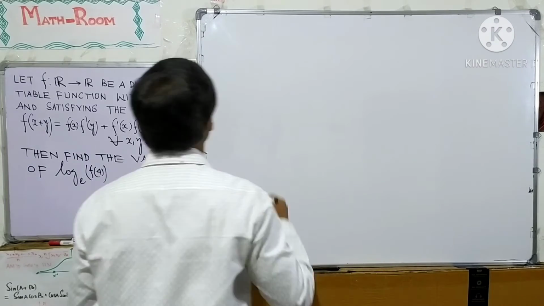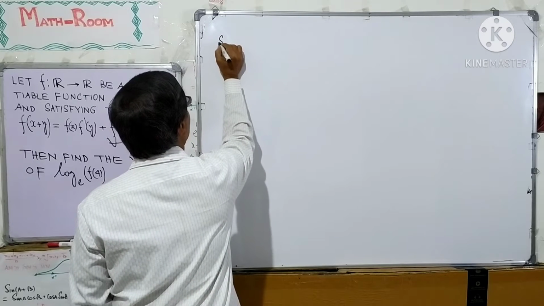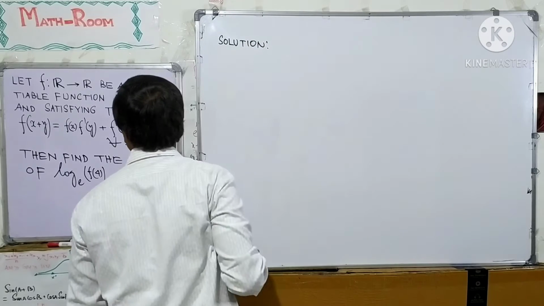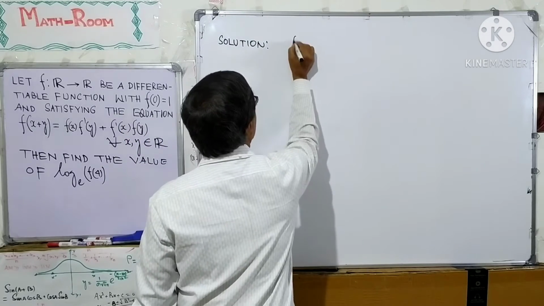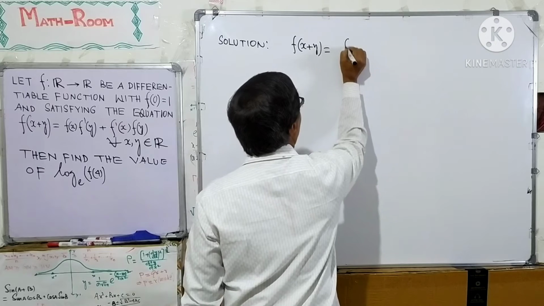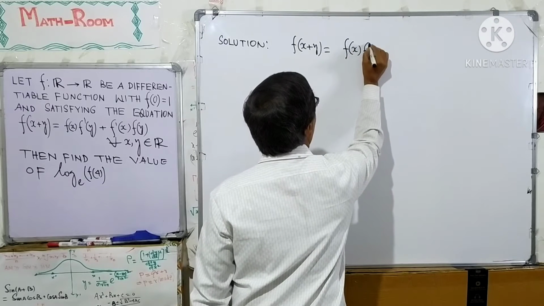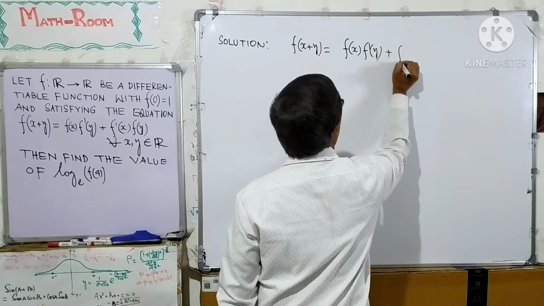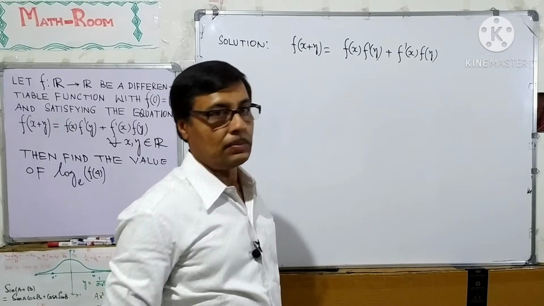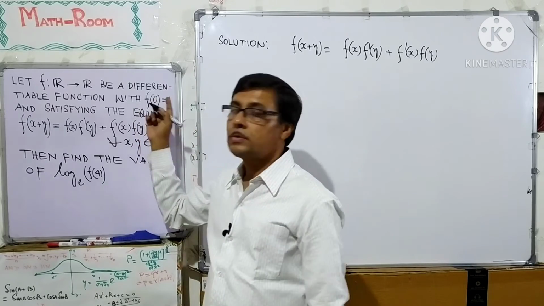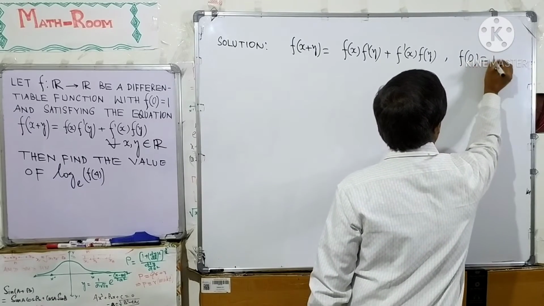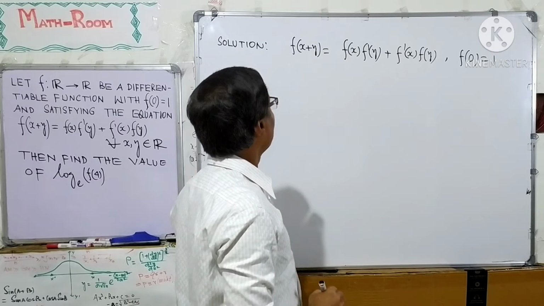Now, the functional equation is given as f of x plus y equal to f(x) f'(y) plus f'(x) f(y). This is the functional equation. Here also f(0) equal to 1, given as f(0) equal to 1.